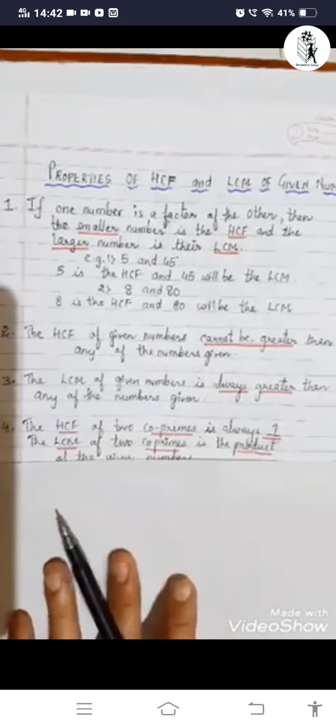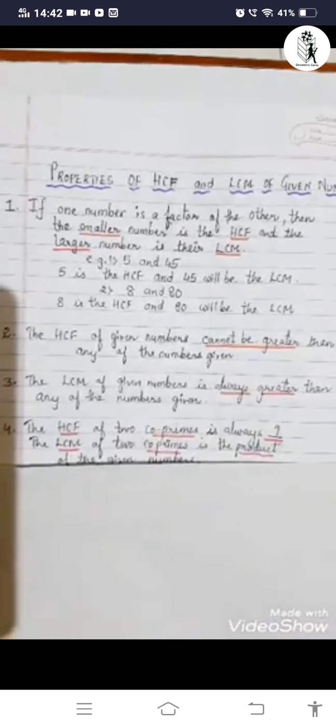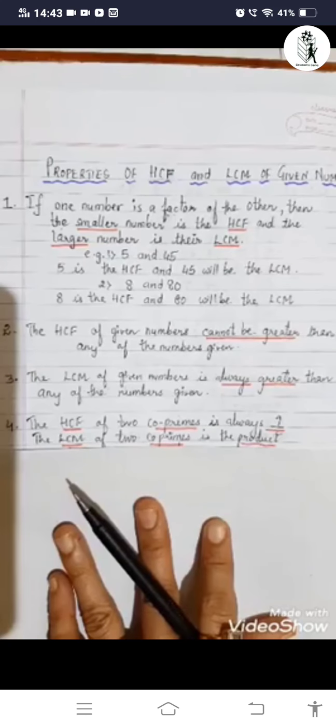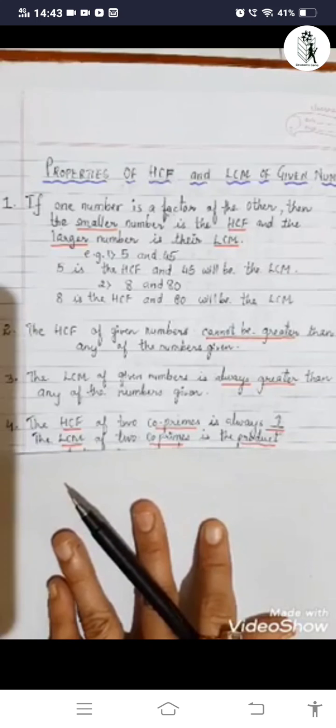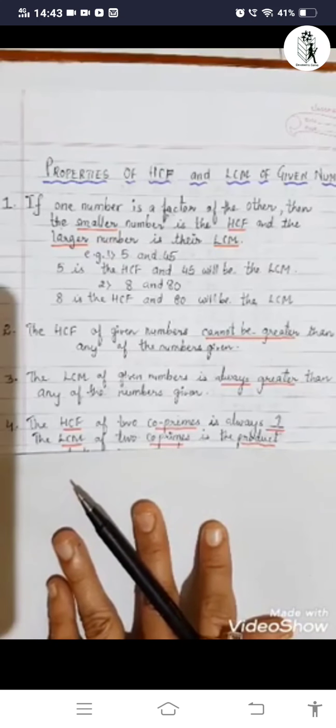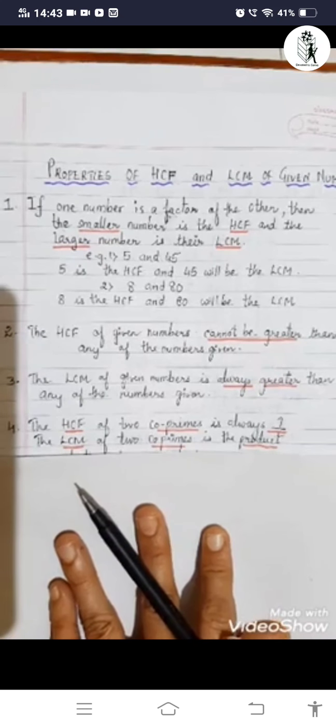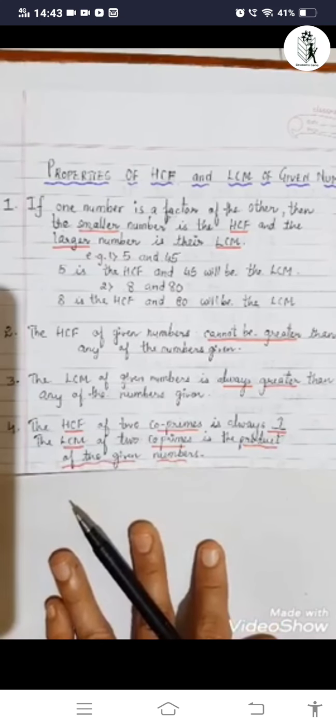The fourth property says the HCF of two co-prime numbers is always 1. This we have seen in one of the exercises. Co-prime numbers, I again repeat, are those numbers which do not have any common factor except 1. Very good. So the HCF of two co-prime numbers is always 1 and the LCM of two co-prime numbers is the product of the given two numbers.